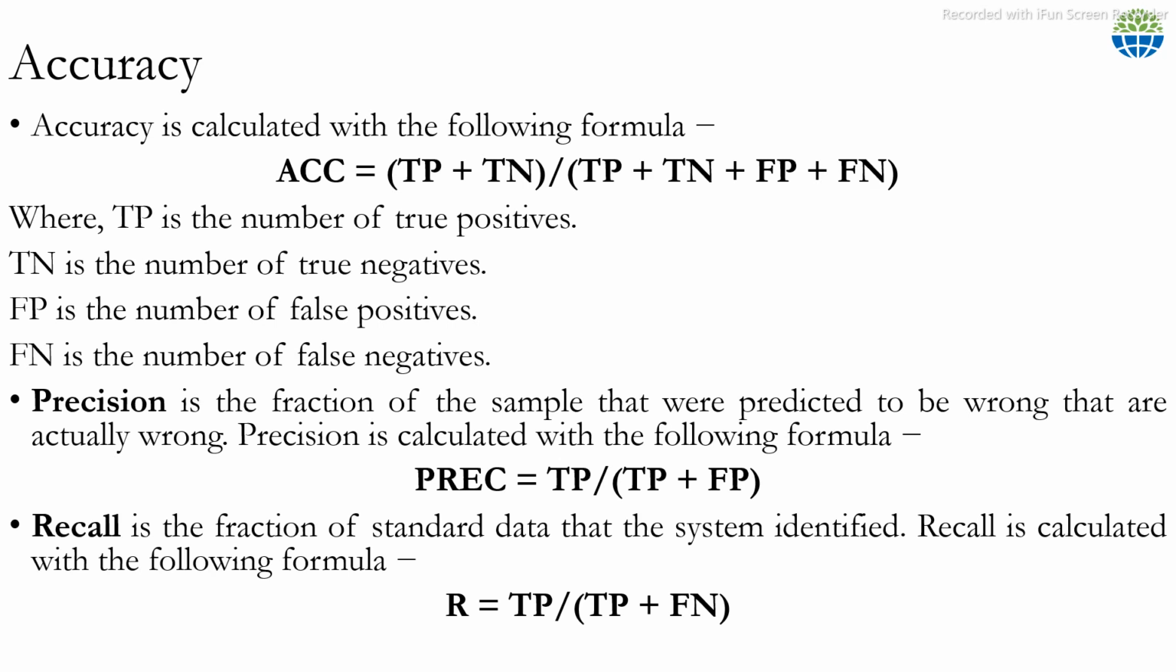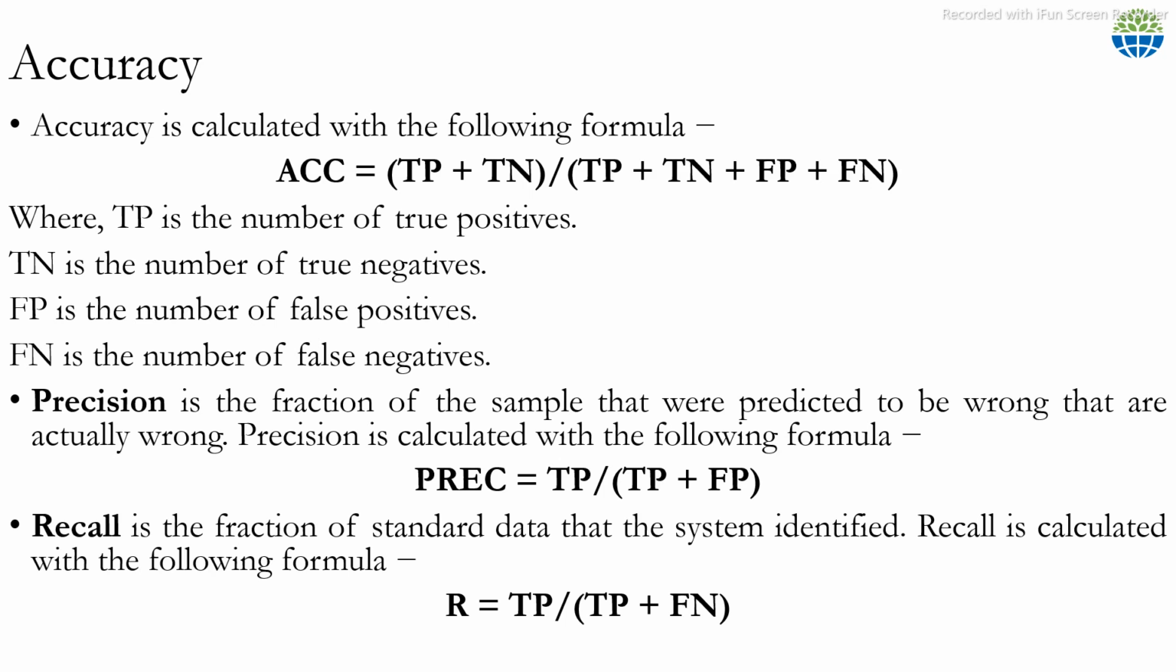So how can accuracy be calculated? Accuracy can be computed from the true positives, true negatives, false positives and false negatives. TP is the true positive, TN is the true negative, and FP is the false positive. ACC is the accuracy. Accuracy is the number of true positives plus the number of true negatives, divided by the sum of true positives, true negatives, false positives and false negatives.